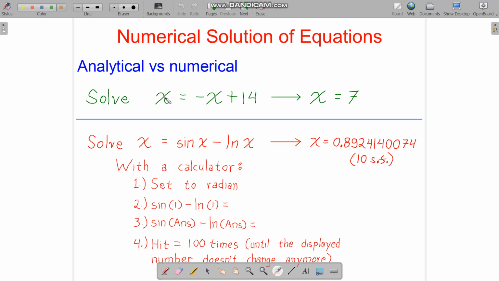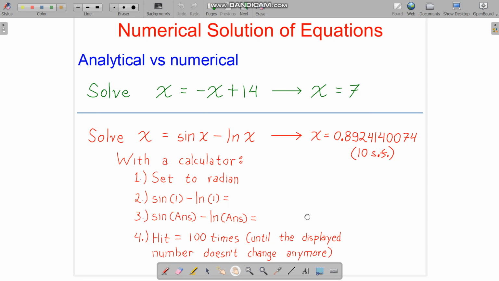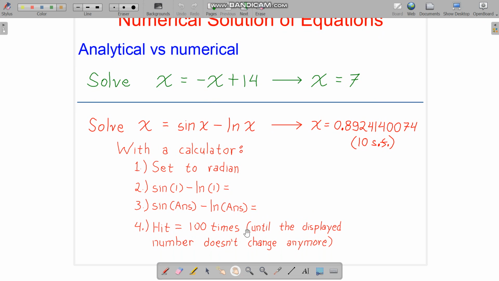So even if we have a trigonometric equation or logarithmic or whatever equation, if we can do it by hand effectively, and we don't have to try or use a computer or use a calculator, then those are questions that can be done analytically.